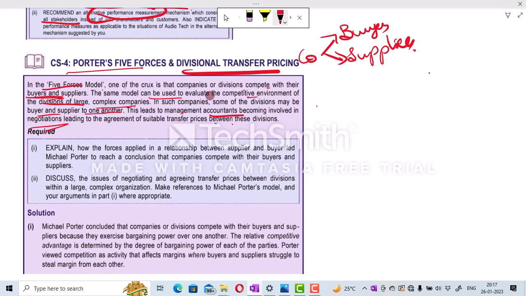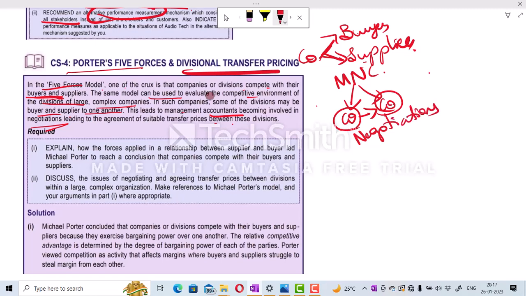divisions. So what they are telling means, according to 5 forces model, there will be a competition between the company and its buyers and suppliers. But if it is a multinational company or big company, output of one division will be used as the input of another division. Then there will be a competition between the divisions of the company itself, and they have to enter into negotiation in order to transfer the product of one division to another.